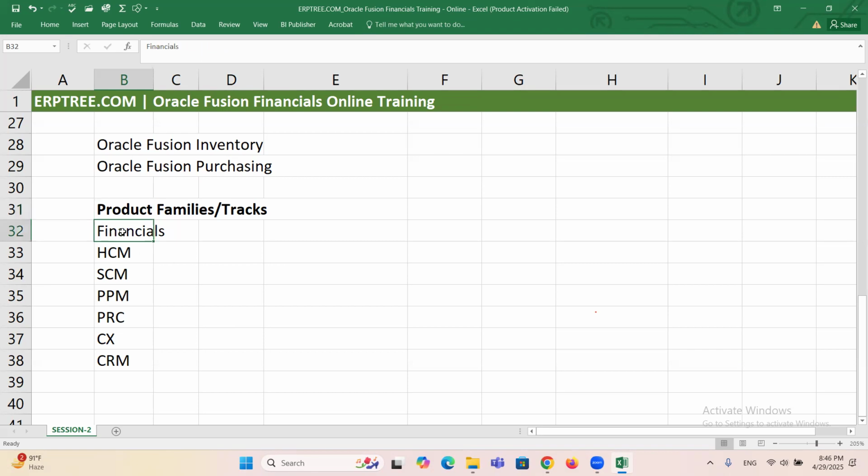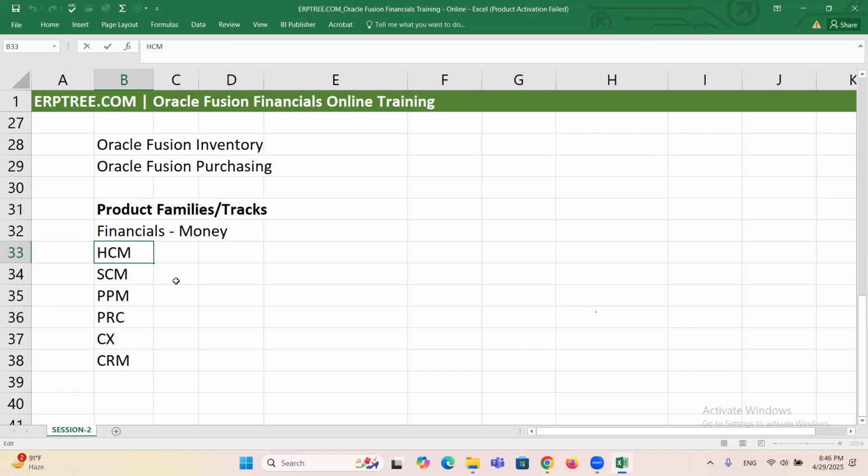So when I say financials, it is a set of applications which deal with finance data. HCM, SCM, these also are sets of relevant applications. By using finance applications, we can record money-related transactions, payments which we pay, payments which we receive, bank accounts, assets, and financial data.